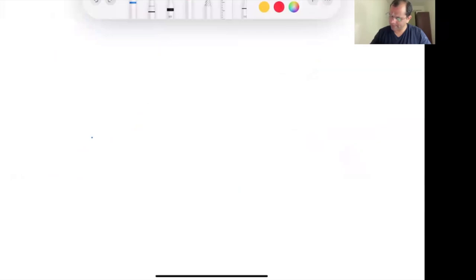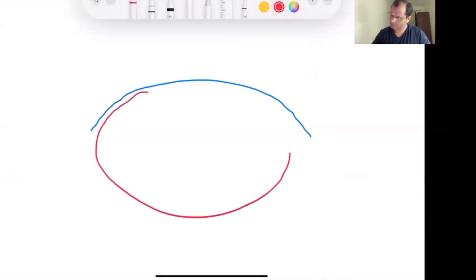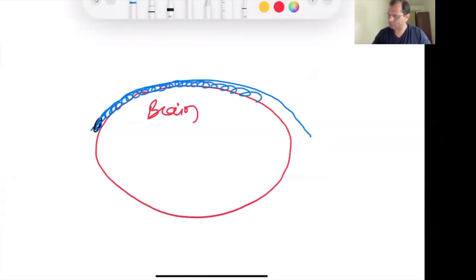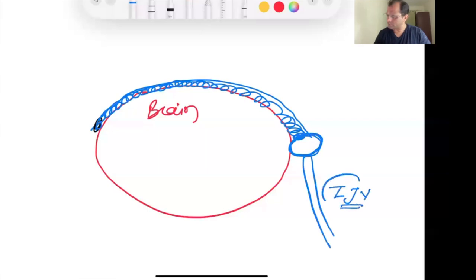There is one very big pipeline like this, coming from the superior part of the brain. If this is the brain, so one pipeline coming from the superior part of the brain is bringing the impure blood. Then the impure blood is collecting here in one cavity. Then it's directly going in the internal jugular vein. So this is the one pipeline.